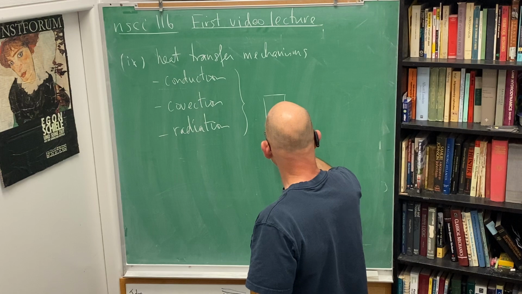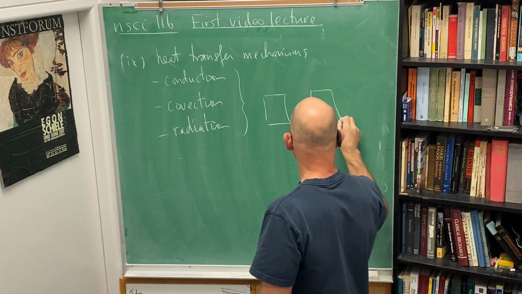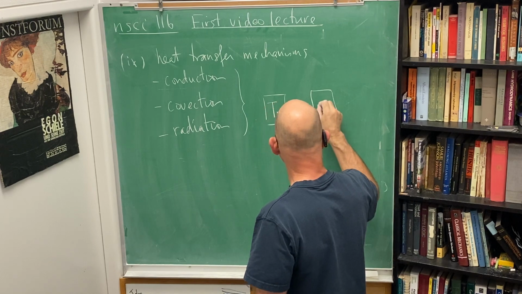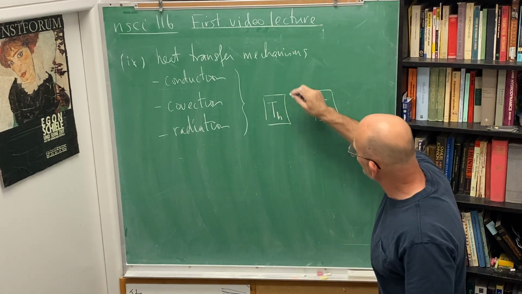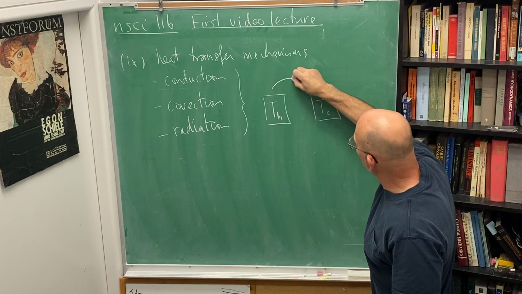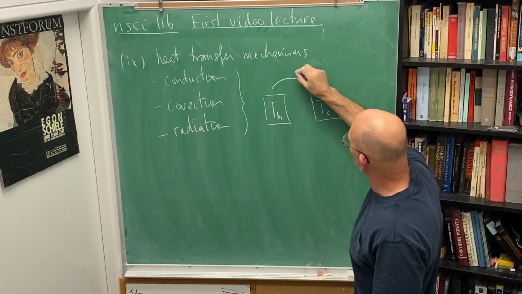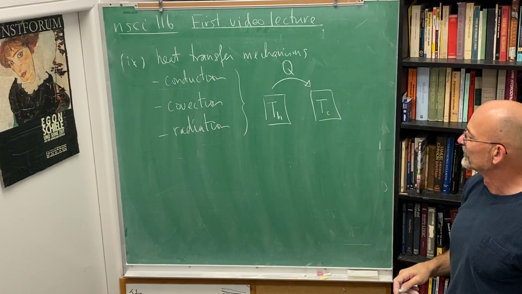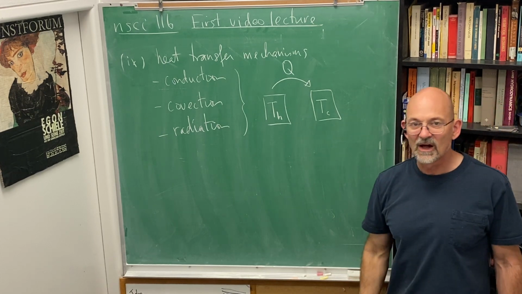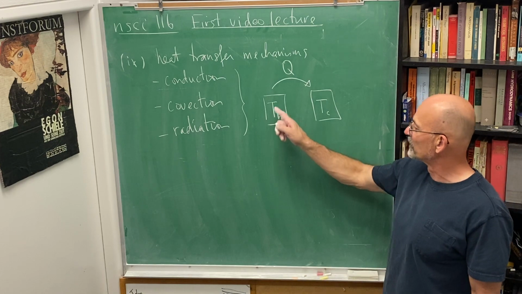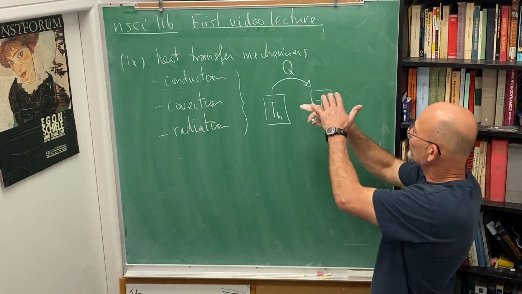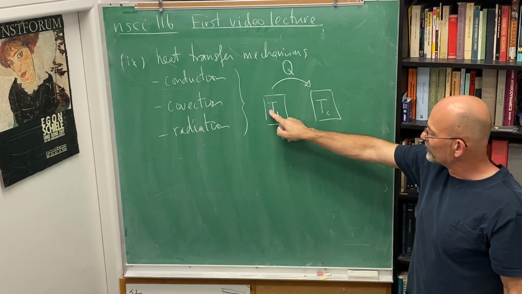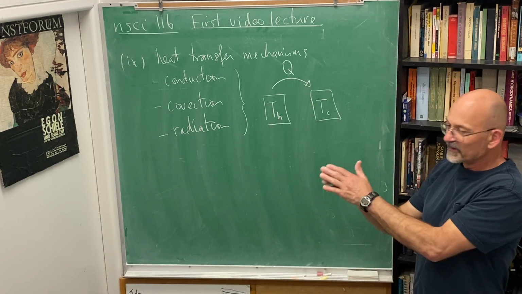I like this cartoon here. We have two objects. One is at a higher, one is at a lower temperature. The energy flows from higher to lower temperature. That's a law of nature. Okay? Energy flows from higher to lower temperature. If you put these two objects in a cooler, close the lid, energy is going to flow from this one to that one. Eventually, they'll both be the same temperature.